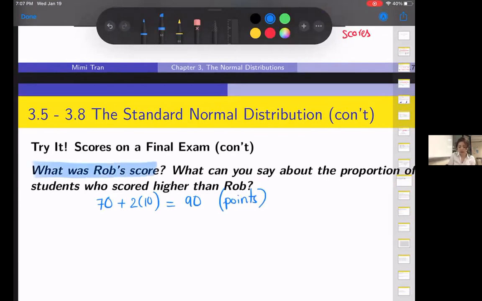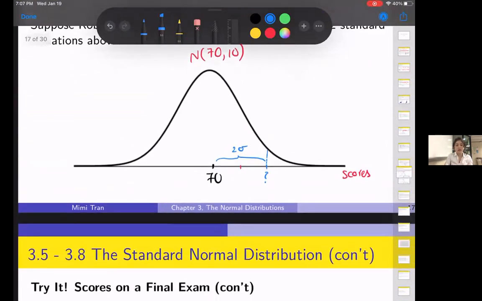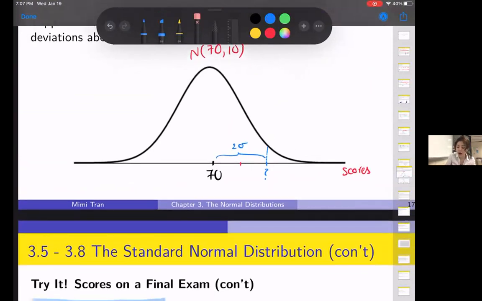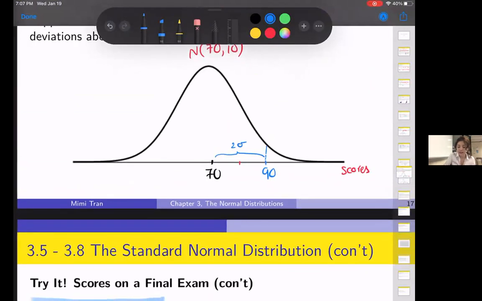So that's the answer I highlight in blue. That's the answer that we try to answer. What can you say about the proportion of the students who score higher than Rob? What they're asking about is the area, who score higher than him. So here he's right here, 90. Higher than 90 is this part, right? Higher than 90 is that part, right?